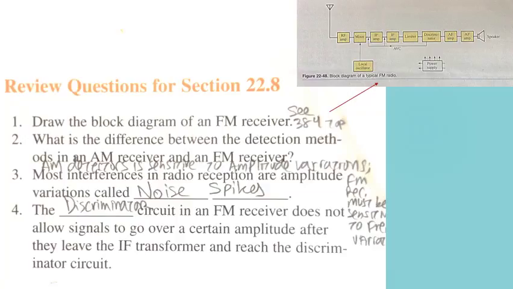3. Most interferences in radio reception are amplitude variations called noise spikes. And 4. The limiter circuit in an FM receiver does not allow signals to go over a certain amplitude after they leave the IF transformer and reach the discriminator circuit.